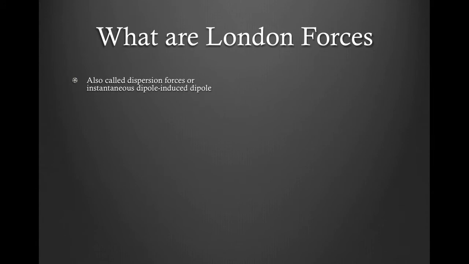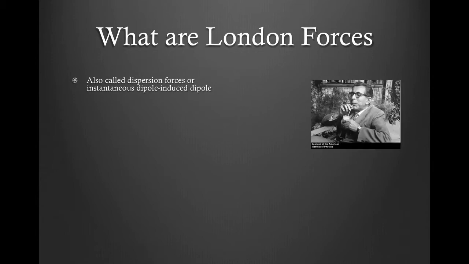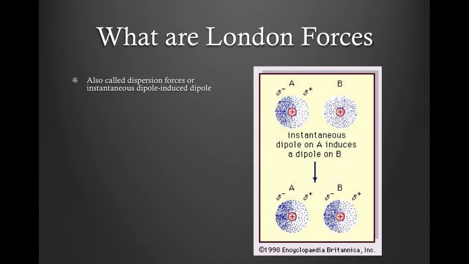Well, the London forces are also called dispersion forces or instantaneous dipole, induced dipole. Now, what does that mean? The London forces, first of all, were described by London, who was, I believe, a German Jew who was forced out of Nazi Germany and ended up teaching at Duke University. And so London described this force of attraction. It's a temporary change in electron density that creates a temporary dipole.